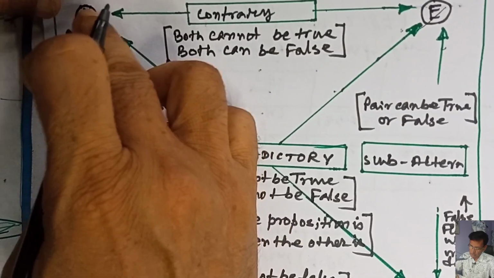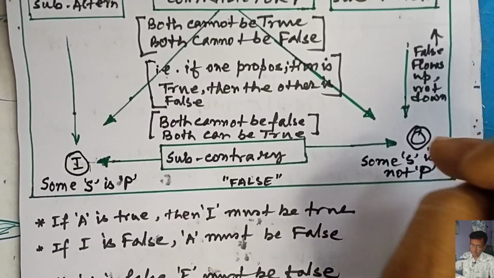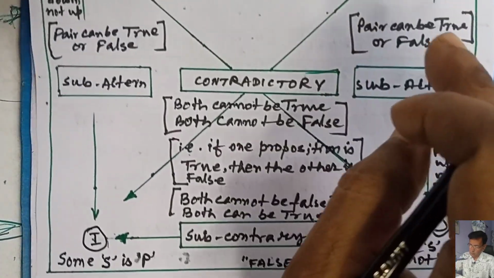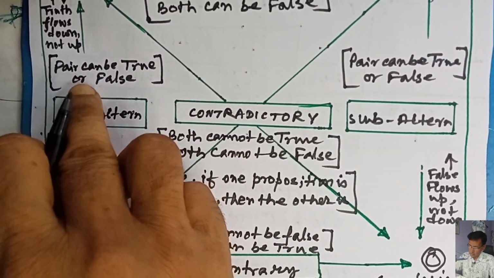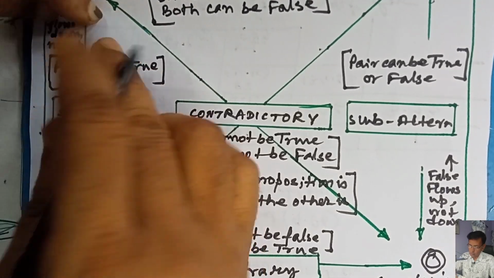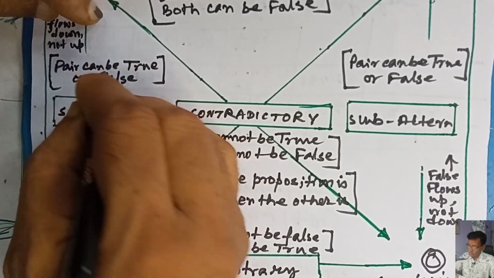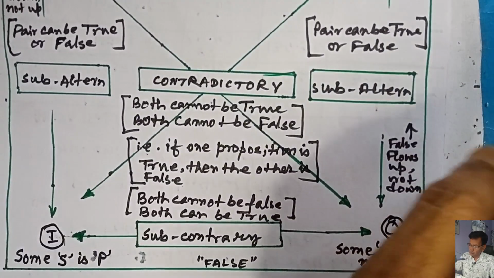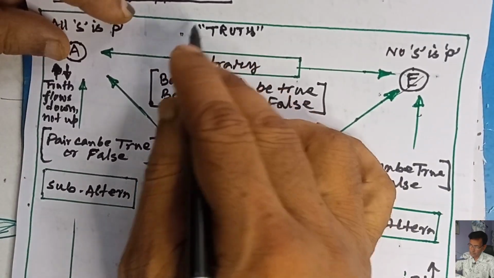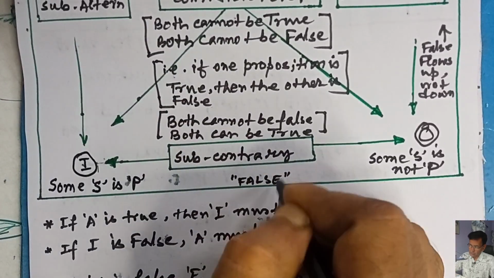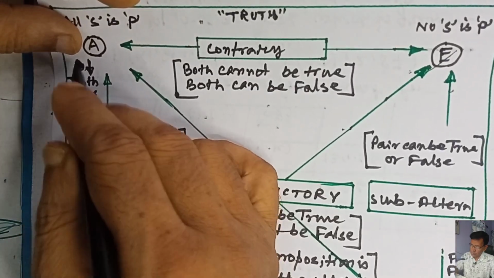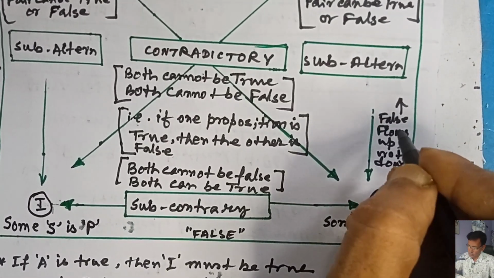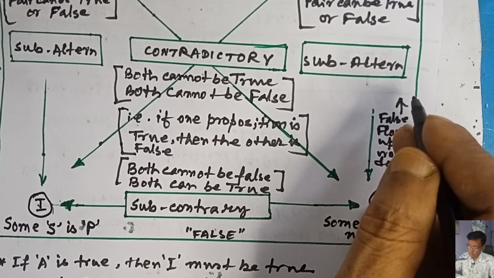Then vertical relationship between A and I is subaltern, and between E and O is subaltern. In case of subaltern, pair can be true or pair can be false. This upper portion is truth, lower portion is false, and truth flows down, not up. False flows up, not down.